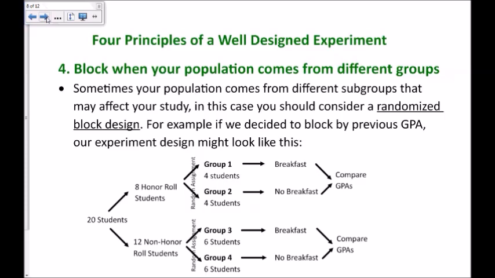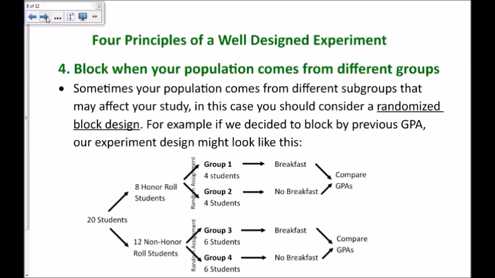Okay, and then we compare the GPAs within each group of honor roll, non-honor roll. So what this does is it reduces the effect that honor roll and non-honor roll could have on our study, because we're taking into effect making sure that we have the same number of honor roll and non-honor roll students in each group, breakfast and no breakfast.